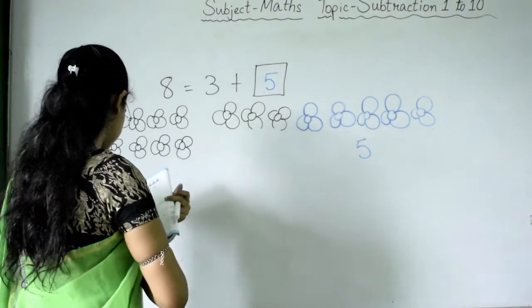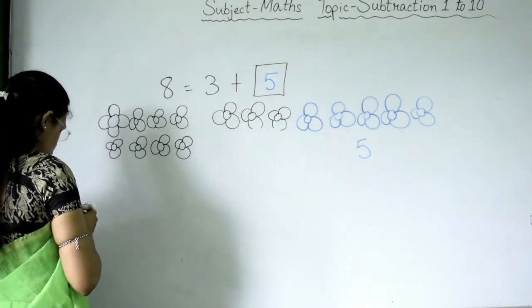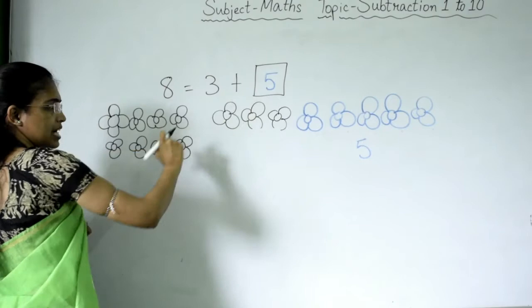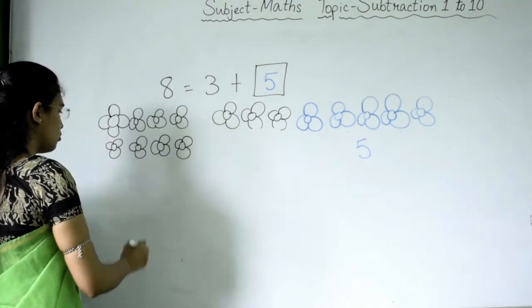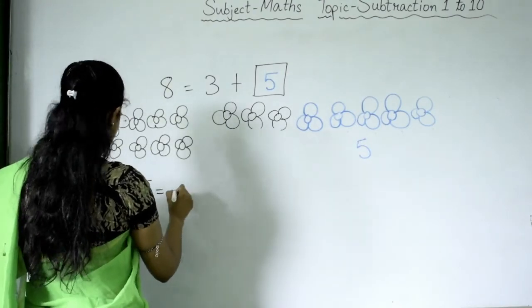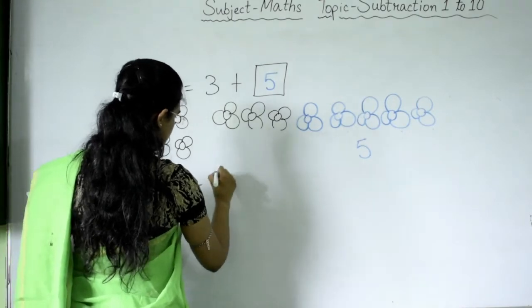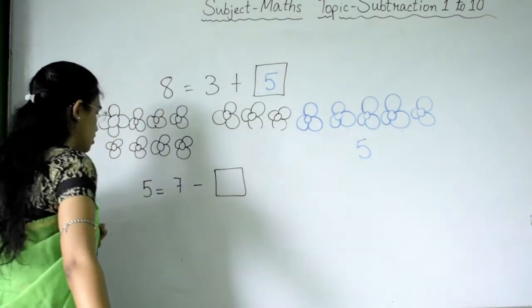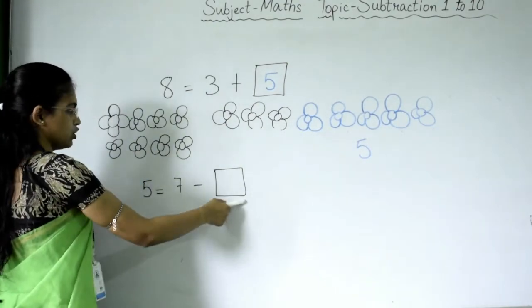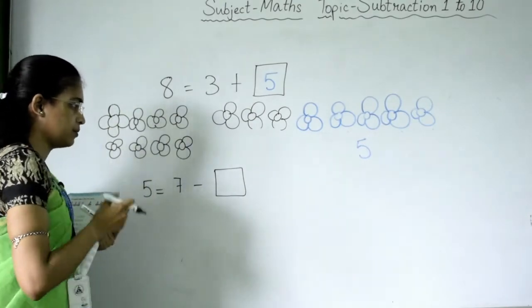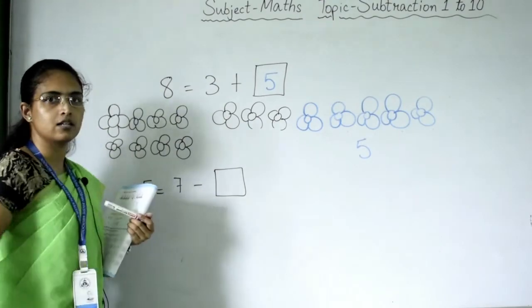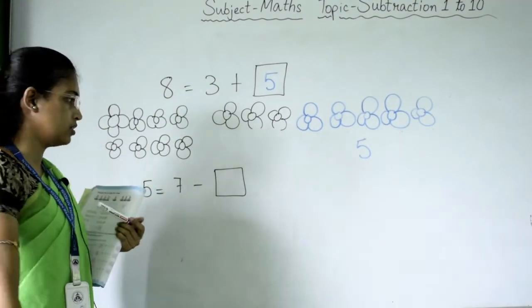Now next question is, this is addition. This sign is addition, so we have to add. Now we will do subtraction. 5 equals 7 minus box. Now we have already got the answer. The question is incomplete, so we have to complete this question. For this, what do we have to do? First, check this sign. Which sign is this? This is minus sign. That means we have to subtract.